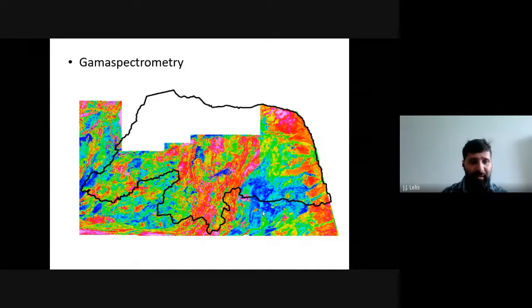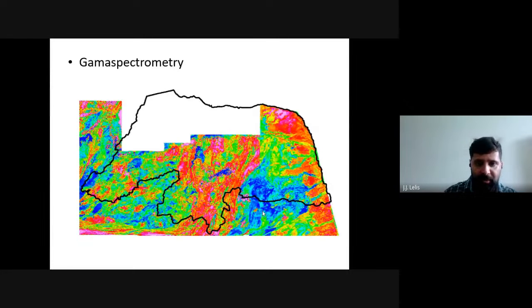It's quite easy to identify that we have different patterns in gamma spectrometry that represent the differences of chemical composition in the surface horizon of the soil, but the surface horizon of the soil also represents differences of the parent material composition.